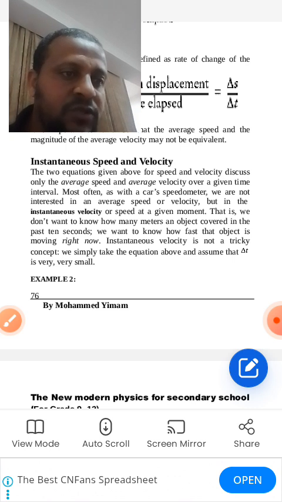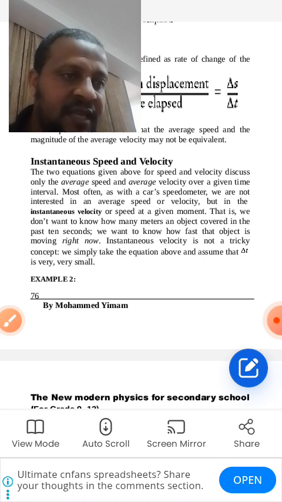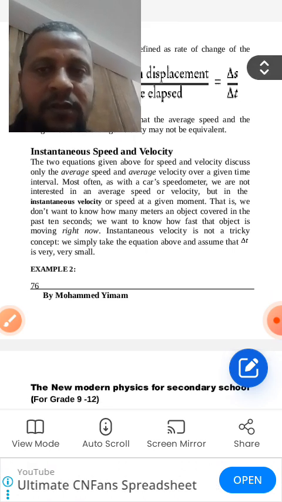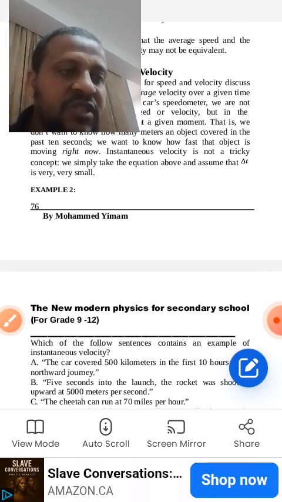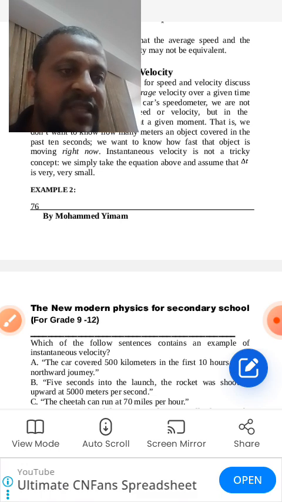That is, we don't want to know how many meters an object covered in the past 10 seconds. We want to know how fast that object is moving right now. Instantaneous velocity is not a tricky concept. We simply take the equation above and assume that change in t is very, very small.